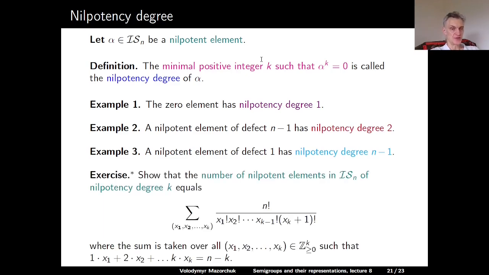And here is a non-trivial exercise. Show that the number of nilpotent elements in ISN of nilpotency degree k equals the following thing. We have the sum, where the summand is n factorial divided by x1 factorial, x2 factorial, and so on, xk minus 1 factorial, times xk plus 1 factorial. The sum runs over all possible x1, x2, and so on up to xk, which are vectors with non-negative integer coefficients, such that 1 times x1 plus 2 times x2 plus and so on plus k times xk is equal to n minus k.